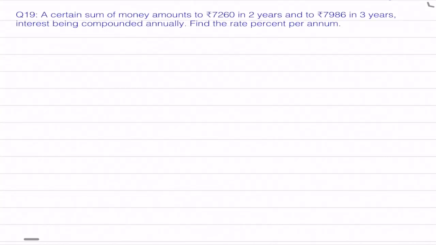So the next question is question number 19. A certain sum of money amounts to rupees 7,260 in 2 years and to rupees 7,986 in 3 years, interest being compounded annually. Find the rate percent.